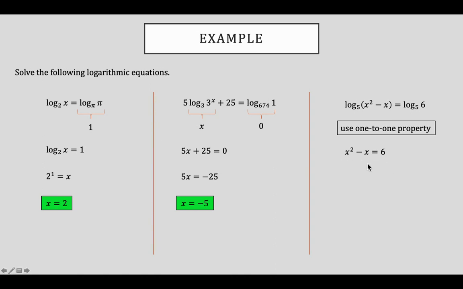So, what type of equation did we just generate? Well, here we have a quadratic equation. And how do we solve quadratic equations? We set them equal to 0, and we factor. In this case, our quadratic factors into x plus 2 times x minus 3, which is equal to 0. Setting each one of the factors equal to 0 and solving for x gives us x is equal to -2, and x is equal to 3.